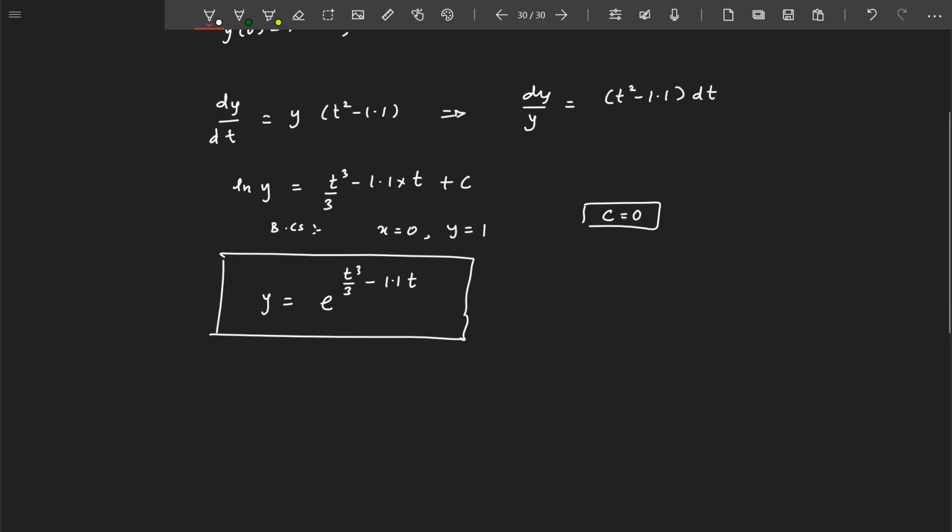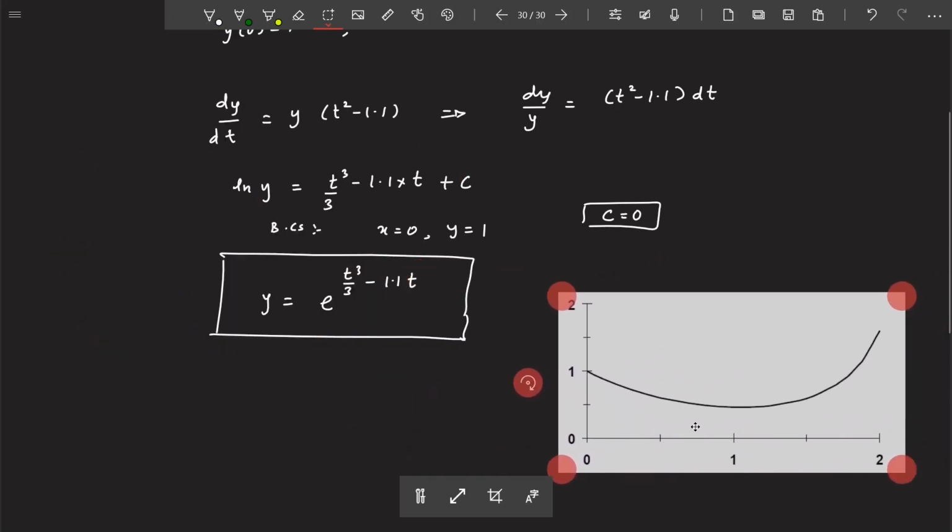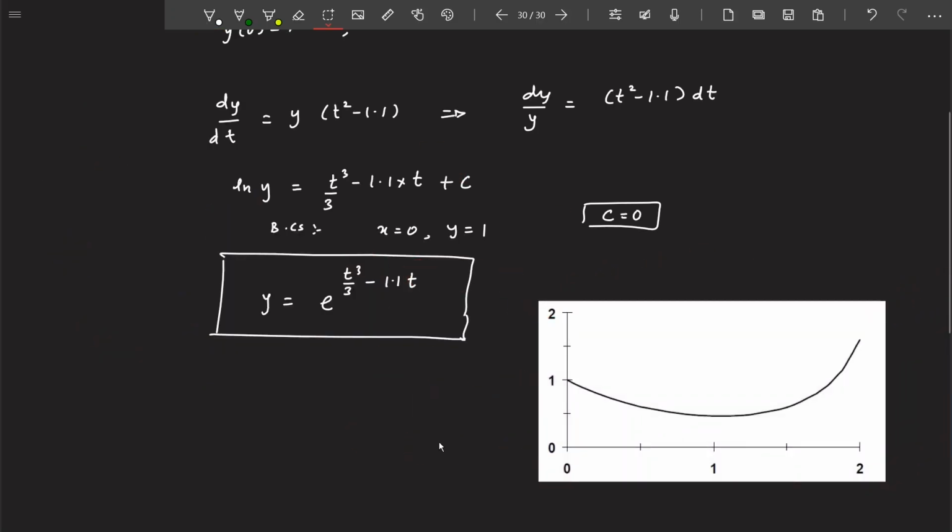Now if you plot this, what you're going to get is a graph something like this. When you plot this in your domain, in the domain 0 to 2, this is what your graph looks like. So this is known as your analytical solution.